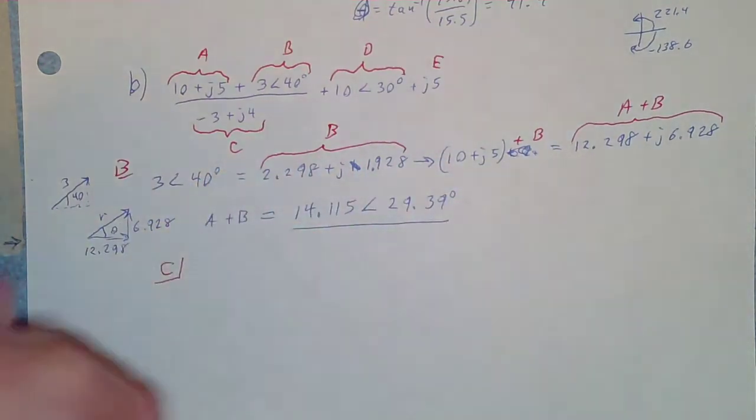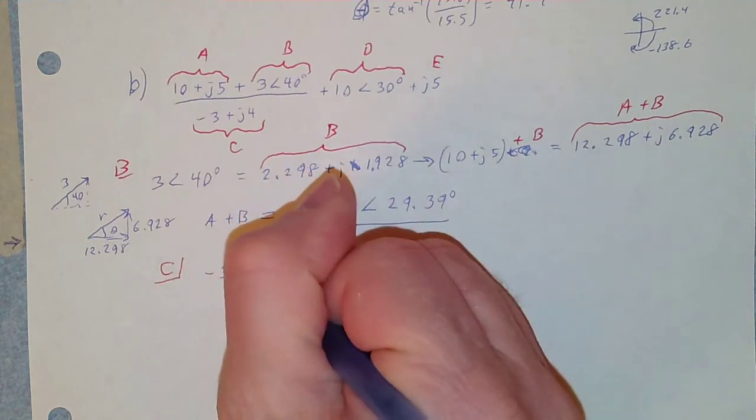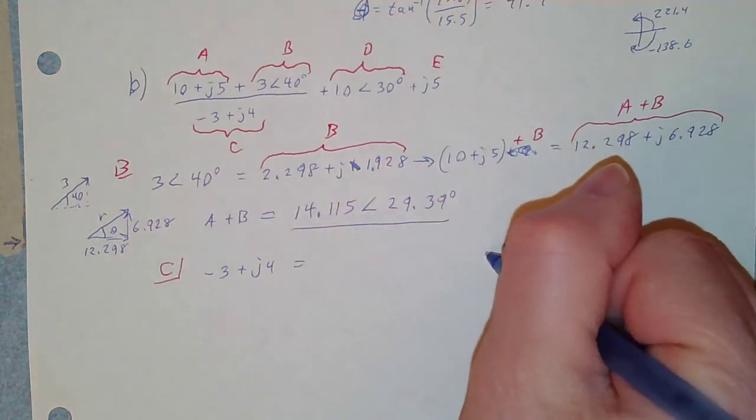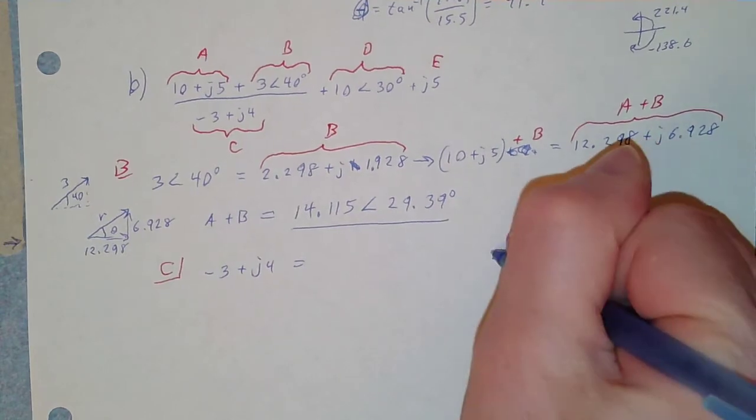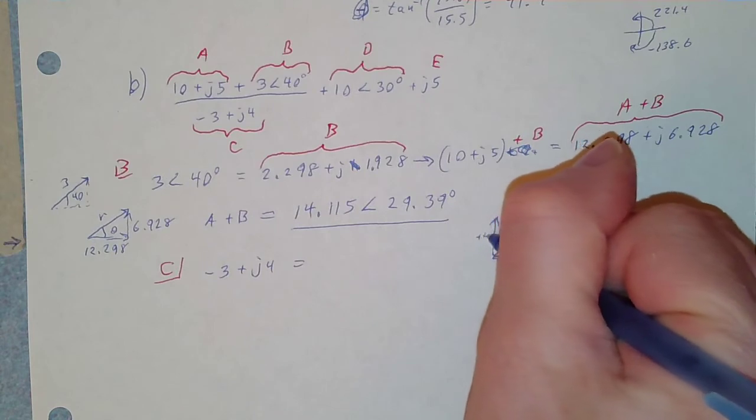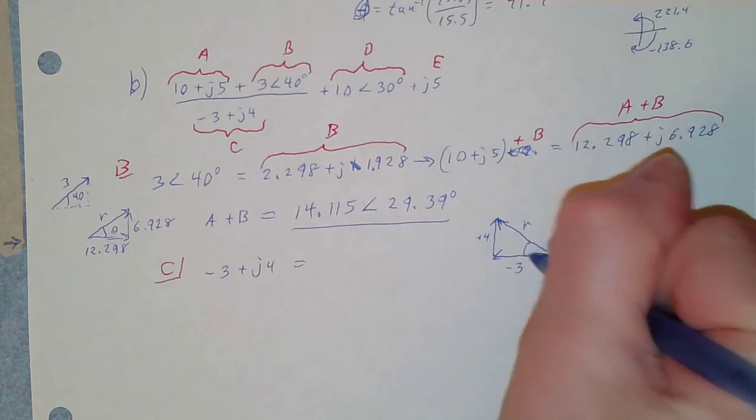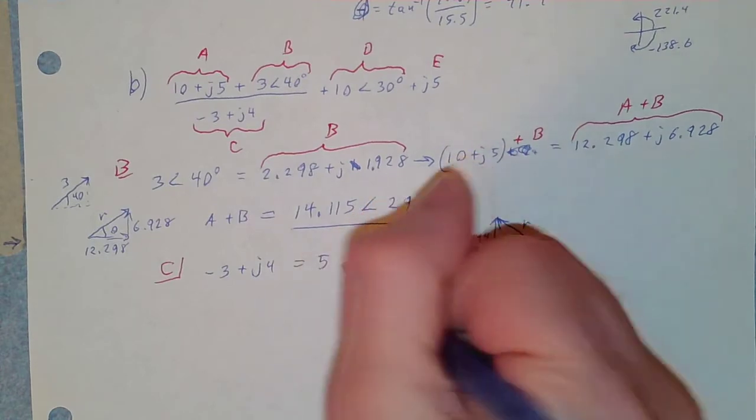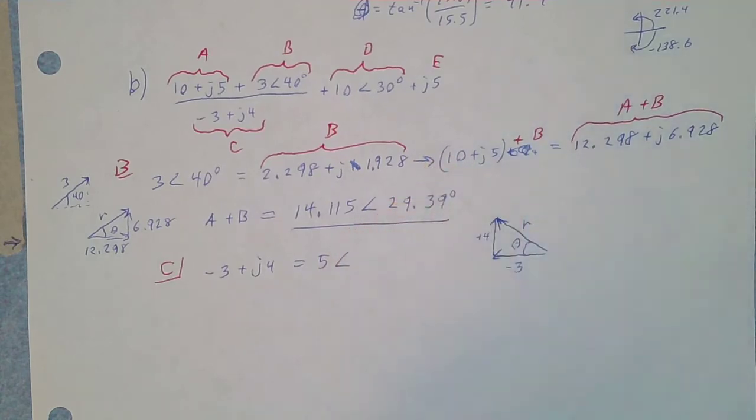C is going to look like this. C is minus 3 plus J4, and this is going to equal minus 3 plus 4. This is your vector R. This is your theta. It's a 3, 4, 5 triangle. So we've got 5, because that's just an R value. It's not positive or negative in this case.